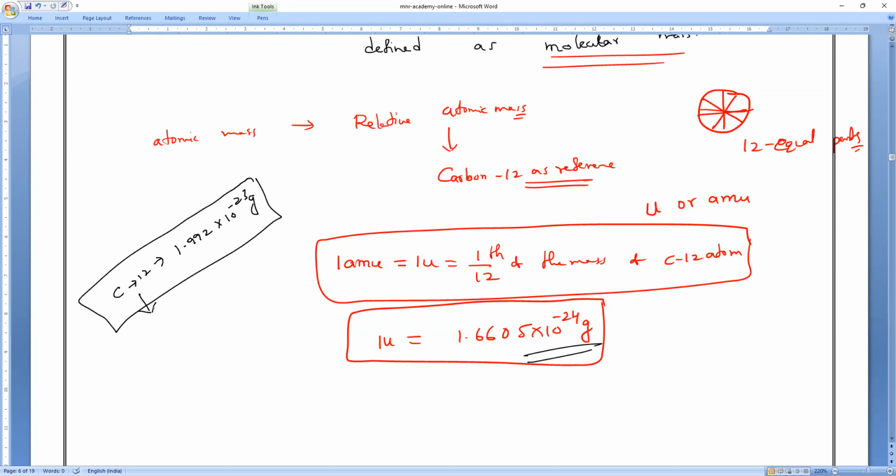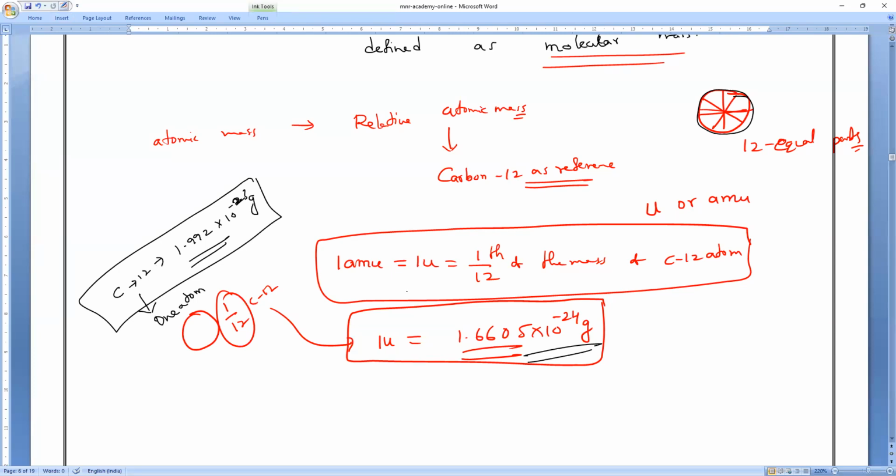It is not 1 by 12th of an atom. This is one complete carbon atom. What is the mass? 1.992 into 10 power minus 23 grams. Do you understand? Clear? And if I cut it into 12 equal pieces, 1 by 12th of a carbon 12 atom, what is the mass? 1.6605 into 10 power minus 24 grams. Do you understand? Clear?